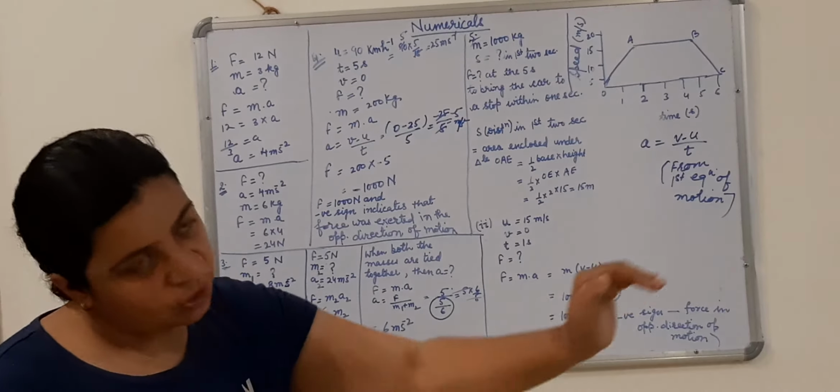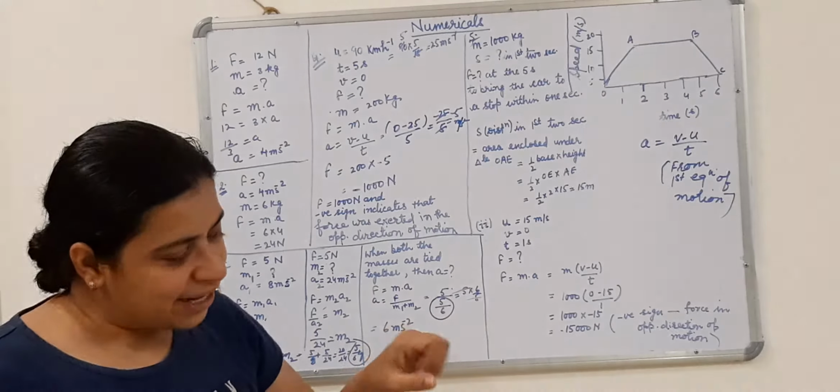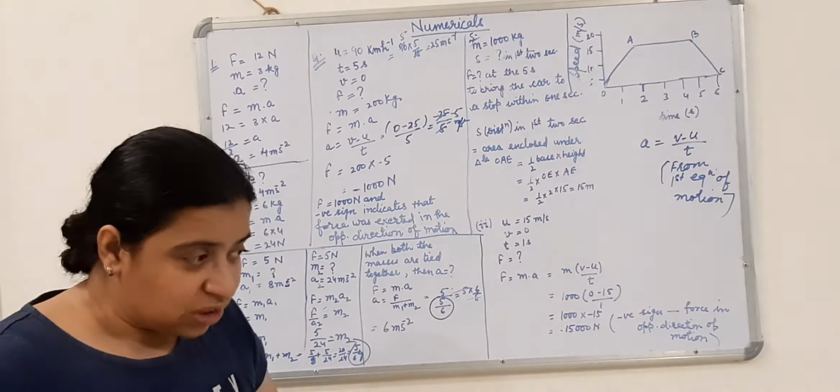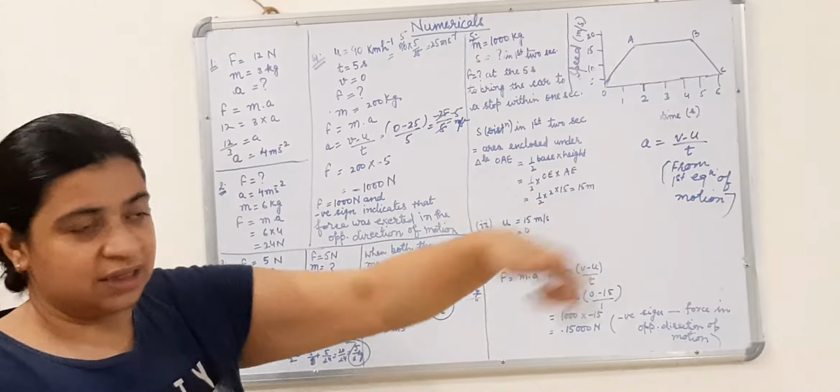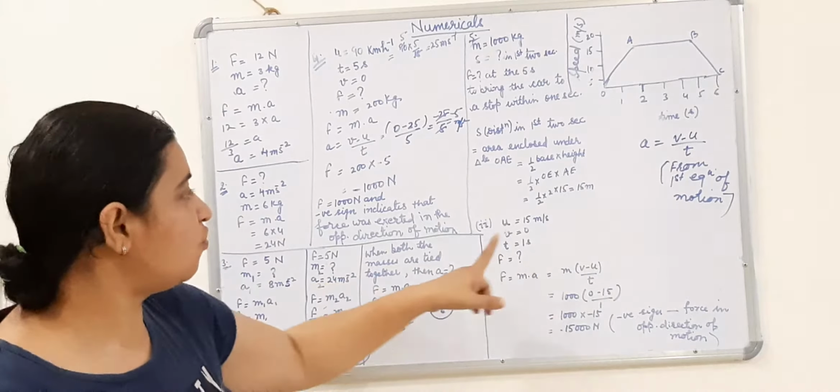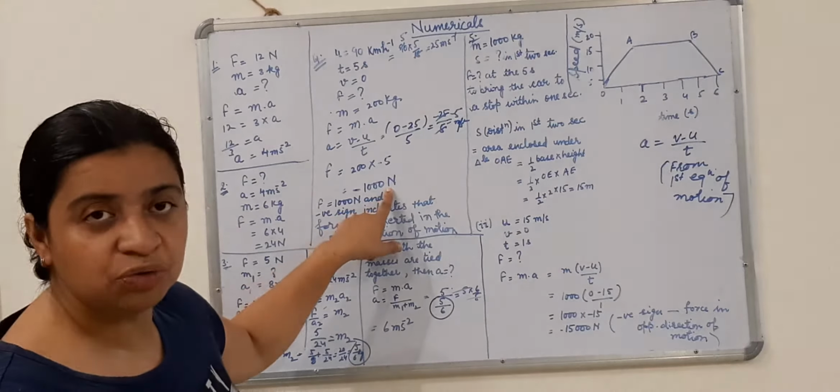Suppose the motorcycle was going this side. We applied the brakes, we stopped it here. So now this and this, these two are in the opposite direction. So the force required is 1000 Newton only.